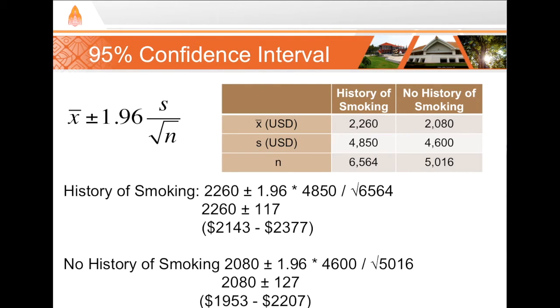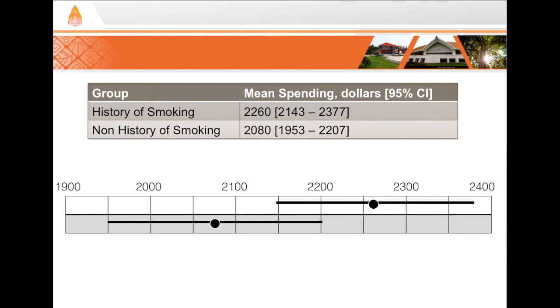So let me ask you, looking at these results, do you think smokers spend more than non-smokers? Based on these results, it would not be wise for us to assume that smokers spend more, even though their sample mean was higher. Why? Because the 95% confidence intervals overlap.